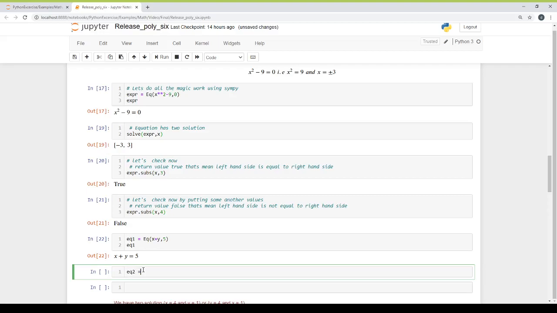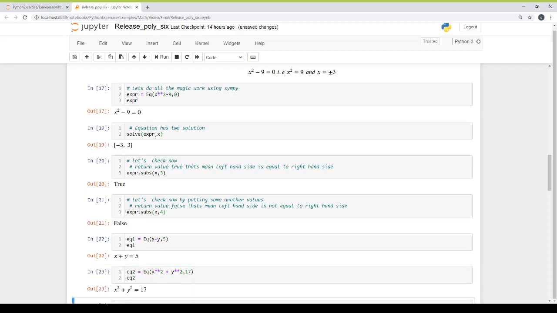eq2 is equal to Eq, x double star 2 plus y double star 2, comma 17, and print: x square plus y square is equal to 17.